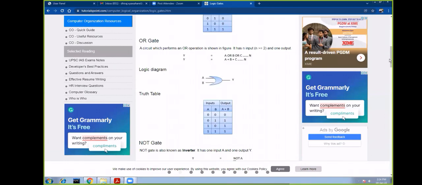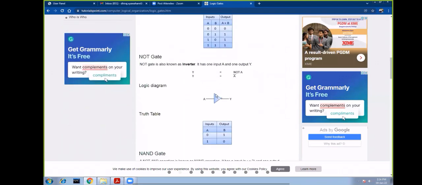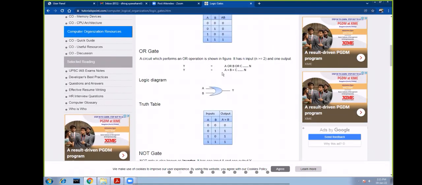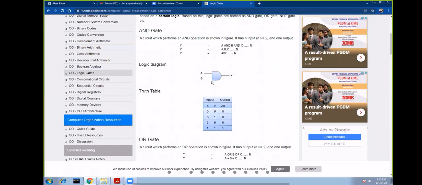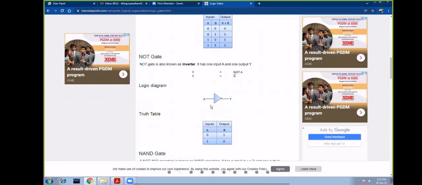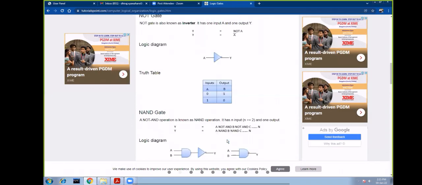Then the NOT gate is there. NOT gate, as the name suggests, is represented like this. OR gate is represented like this. AND gate is represented like this. And this is the NOT gate. This symbol represents what? NOT gate. Whatever the input, the output will be the reverse. If suppose A is 0, then output is 1. If input is 1, output is 0. That is called NOT gate.